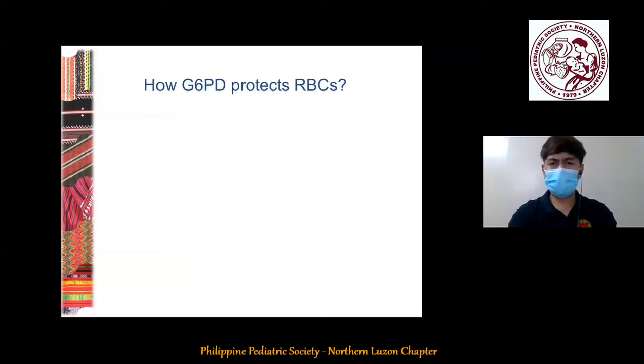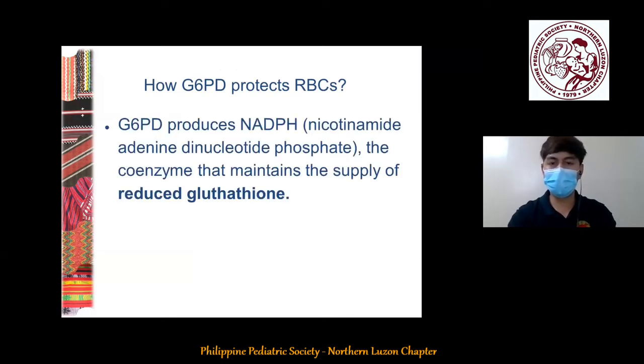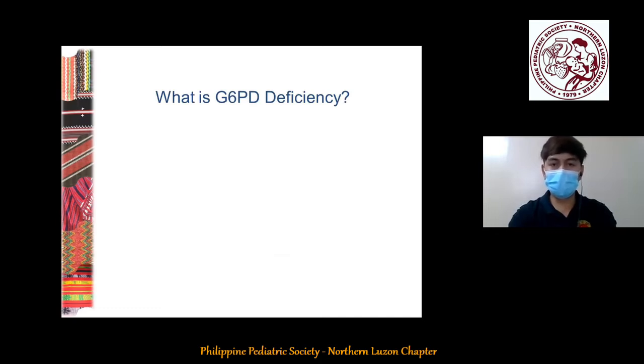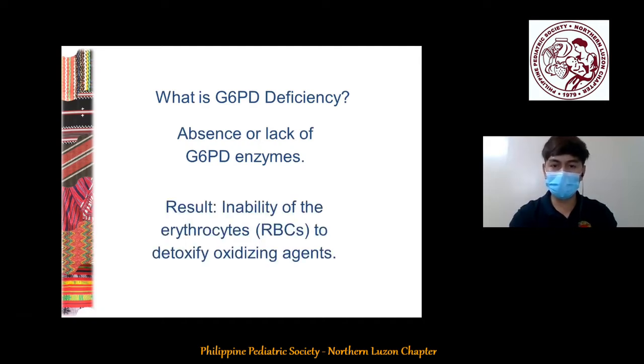Okay, how G6PD protects RBCs? The G6PD produces NADPH, the coenzyme that maintains the supply of reduced glutathione. So this glutathione will clean and protect RBCs from oxidative stressors. What is G6PD deficiency? It is the absence or lack of G6PD enzymes that will result in the inability of the erythrocytes or the RBCs to detoxify oxidizing agents. Okay.